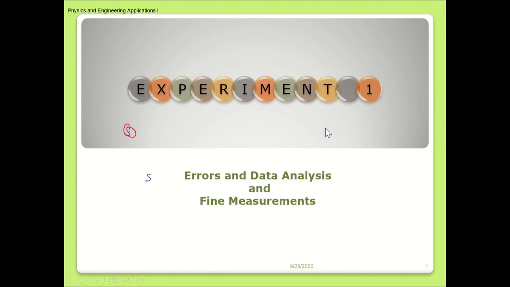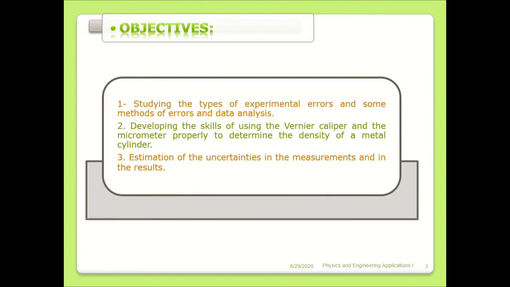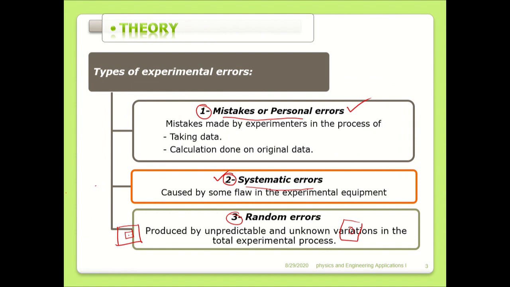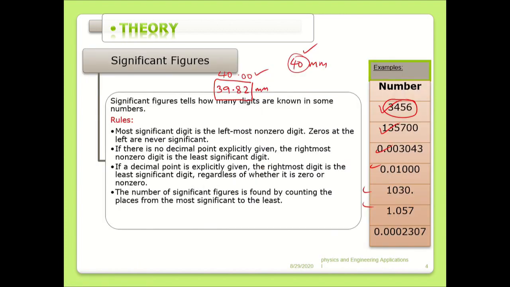And I'm sure you already watched the other two videos, so you already know how to use our instruments like the vernier caliper and micrometer. So before we go to the data analysis part, let me quickly discuss the possible errors. The first kind of errors we mention are personal errors.